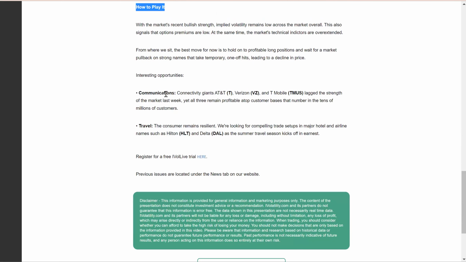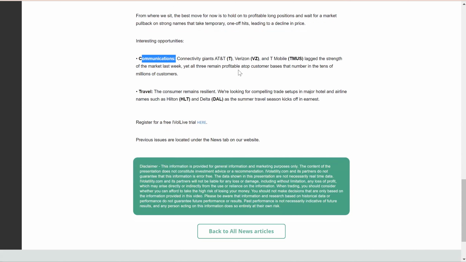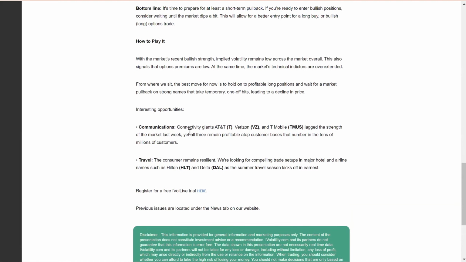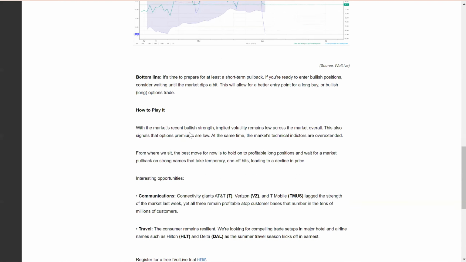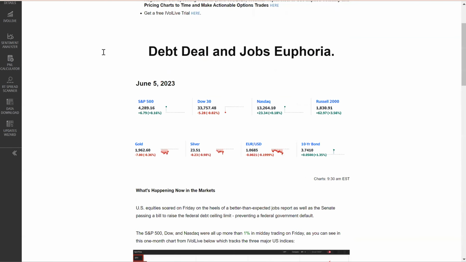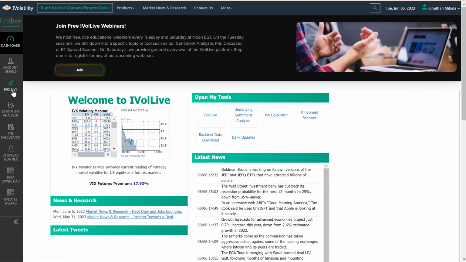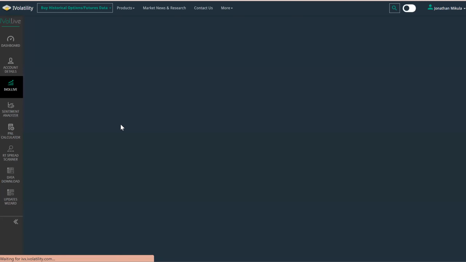So for an example, last week communications were pretty weak: AT&T, Verizon, T-Mobile. So we could pull up some of those charts and see if there are any potential entry points or nuances going on with implied volatility. And then we have some upcoming action in travel names, with the summer really kicking in, especially here in the US. So those are really good pieces to get ideas, because once you have ideas, you go over to IVolLive.